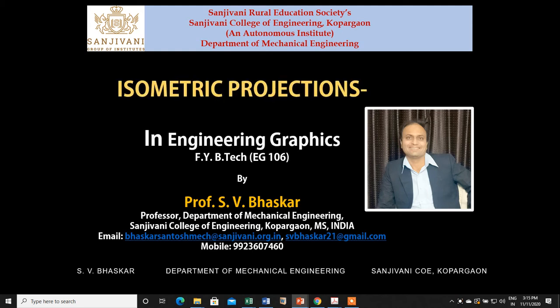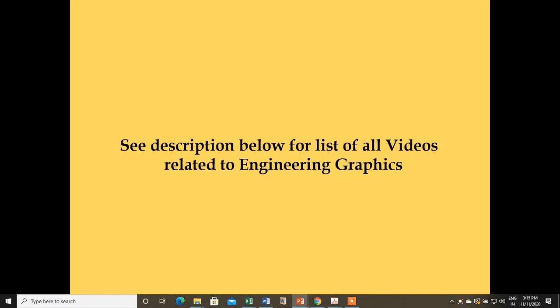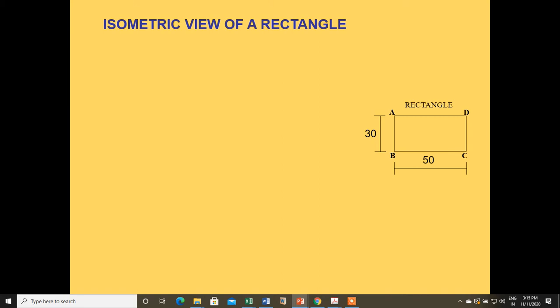Today we are going to learn the way to draw isometric projections of some basic shapes like rectangle, square and triangle. You can go to the description below to see all related videos of the subject engineering graphics. Now we'll see how to draw rectangle in isometric view.